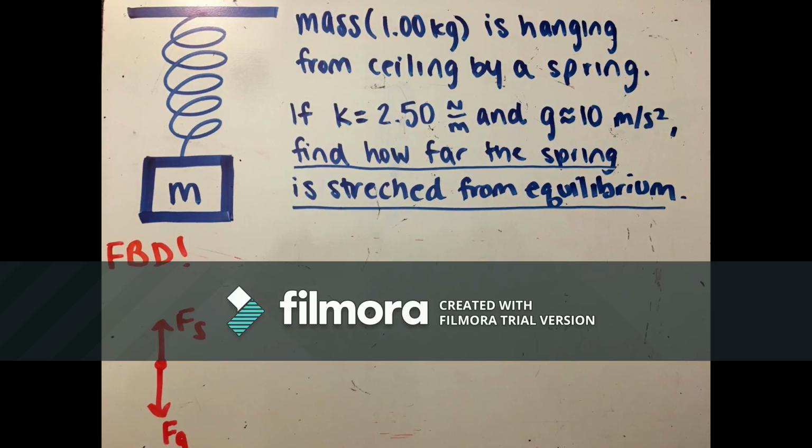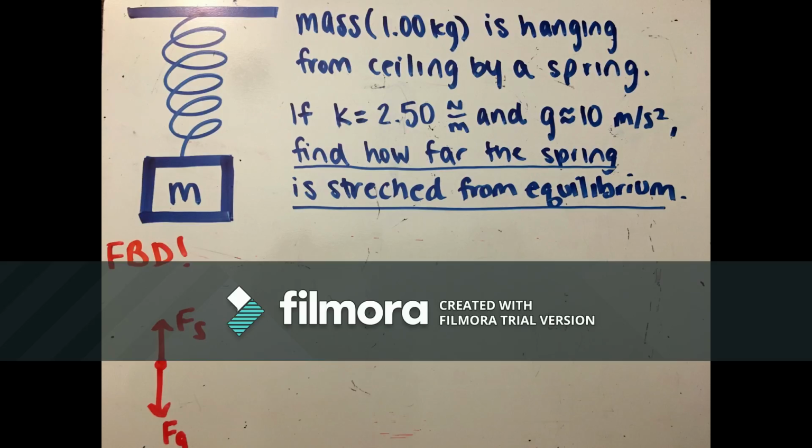So, first, you should draw a free body diagram. In this free body diagram, there is a gravitational force that's acting downwards on the mass, and then the spring force, which is acting upwards. Because it is at equilibrium, the forces are balanced.